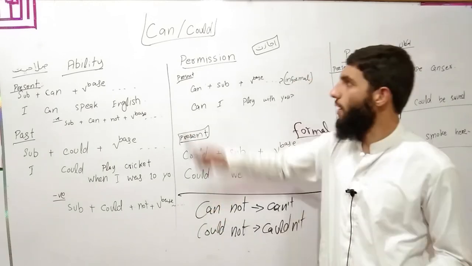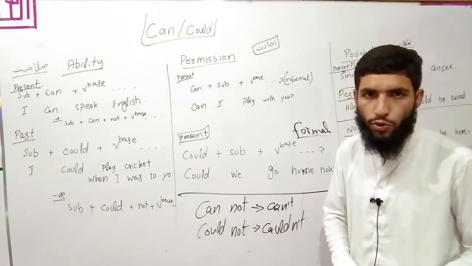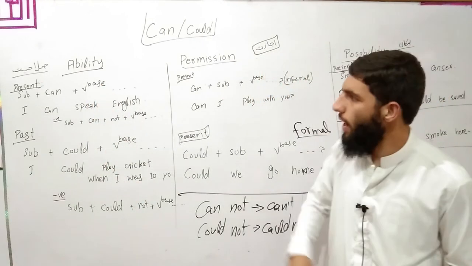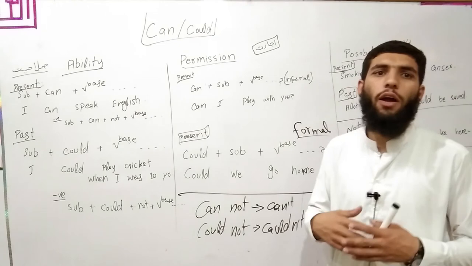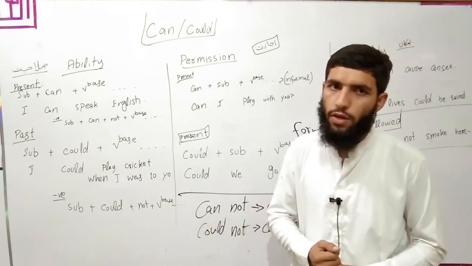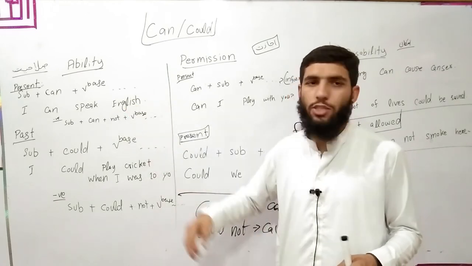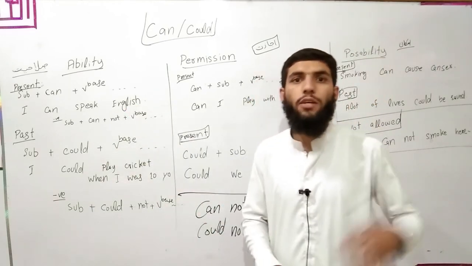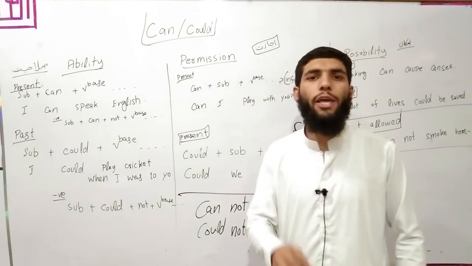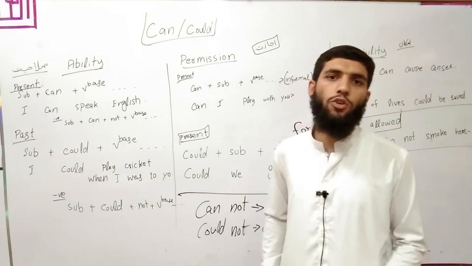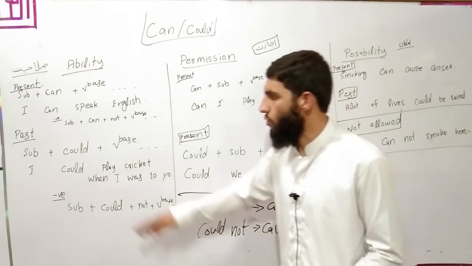So today we have learned about the use of can and could and their differences. First is the ability. For example, I can speak Arabic. In the present, I can speak English. In the past, I could play cricket when I was 15.